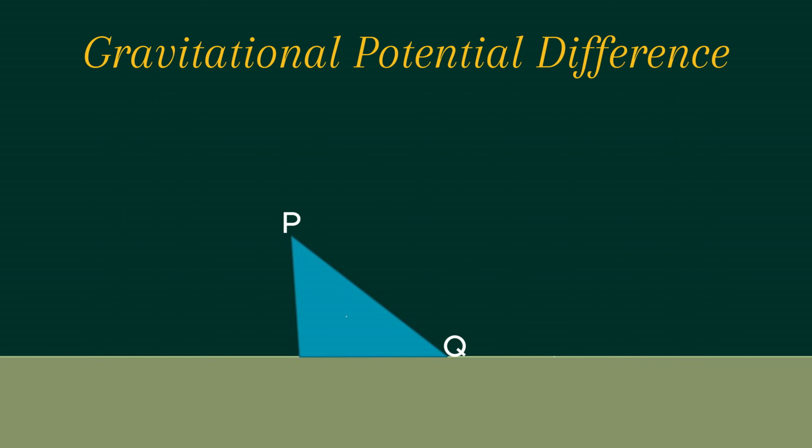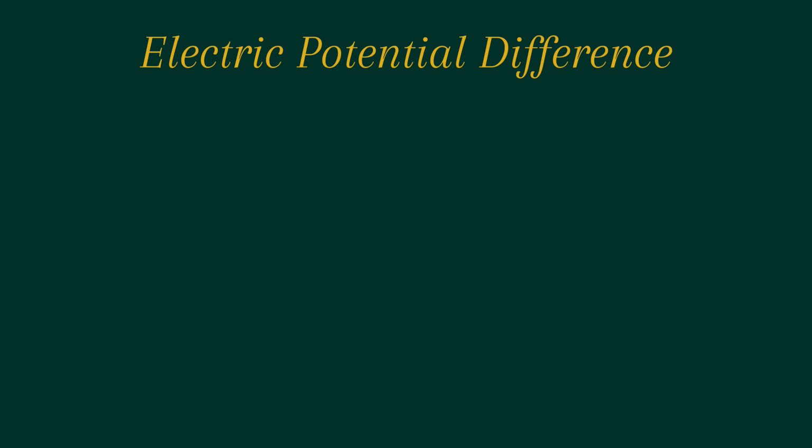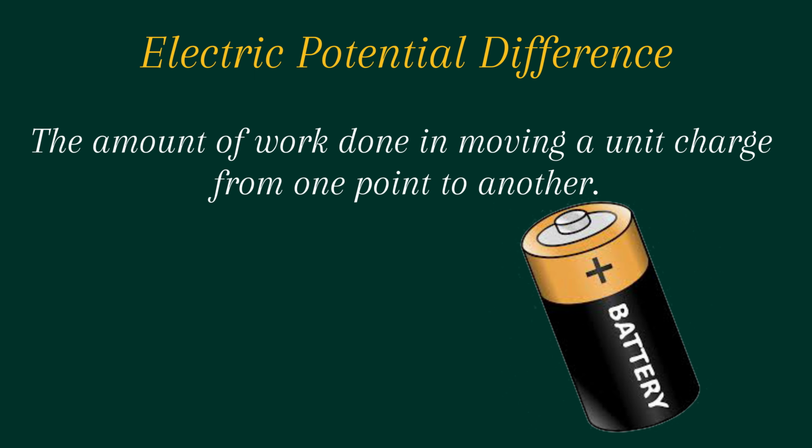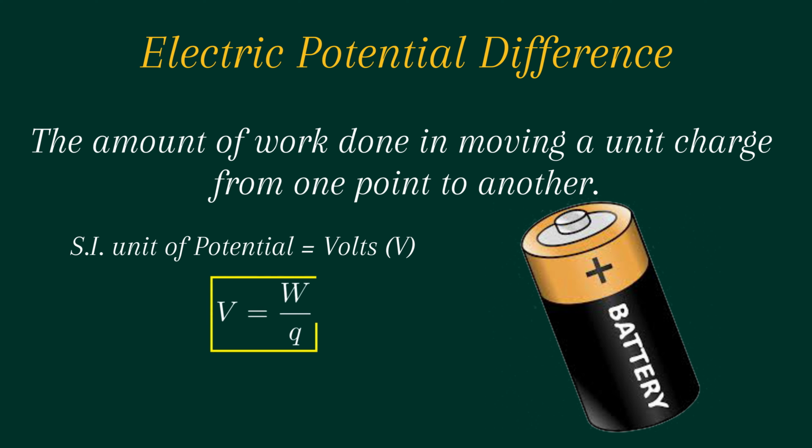This difference in height gives rise to gravitational potential difference. Such a difference is needed for charges to flow as well. In case of electricity, this is known as the electric potential difference. Potential difference is defined as the amount of work done in moving a unit charge from one point to another. A battery is what creates this potential difference. Potential difference is measured in volts and is denoted by the capital letter V. Mathematically, V equals W over Q, where W represents the work done and Q represents the electric charge.